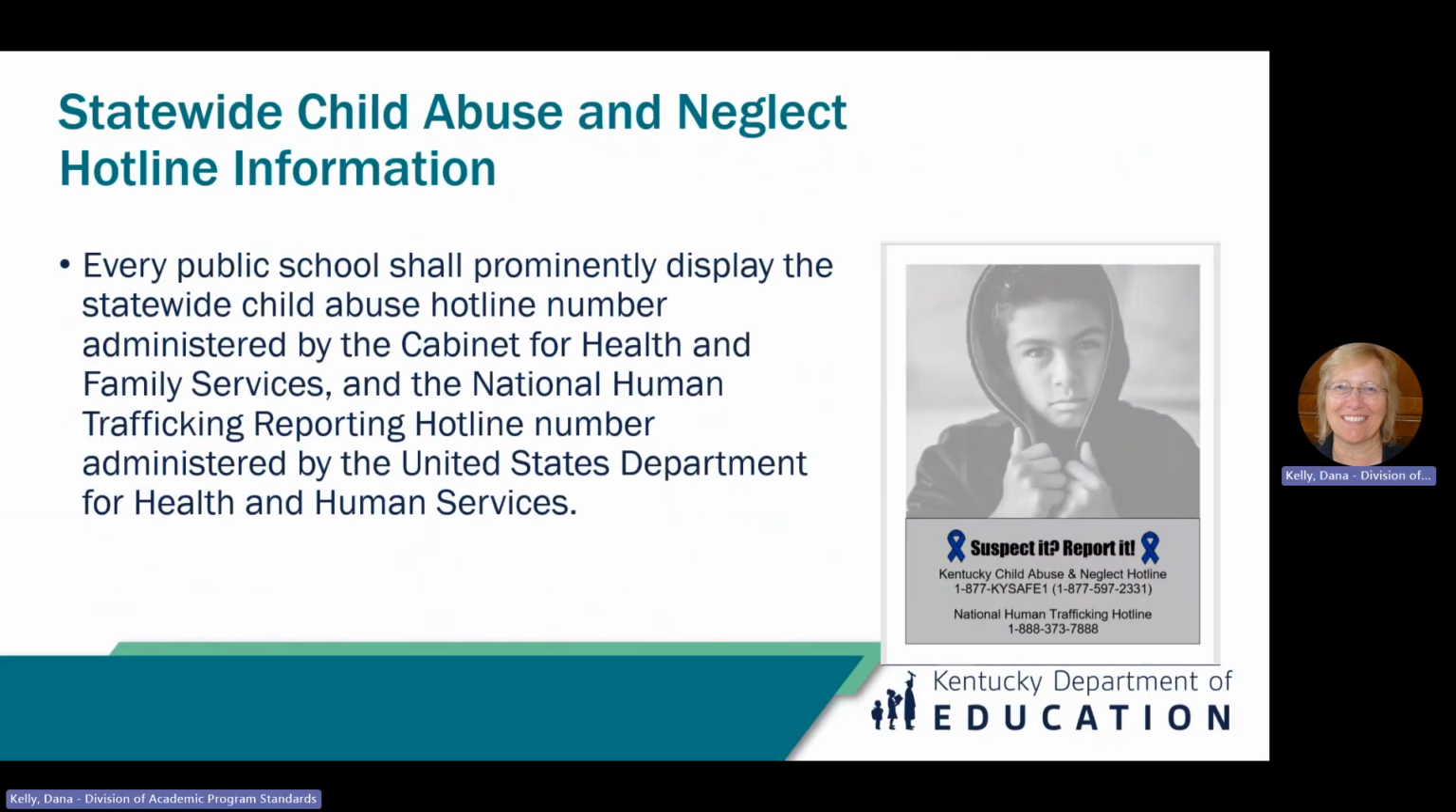Also in the statute, every public school shall prominently display the statewide child abuse hotline number, which is administered by the Cabinet for Health and Family Services, and also the National Human Trafficking Reporting Hotline number, which is administered by the United States Department of Health and Human Services. These can also be found on the Professional Learning webpage.